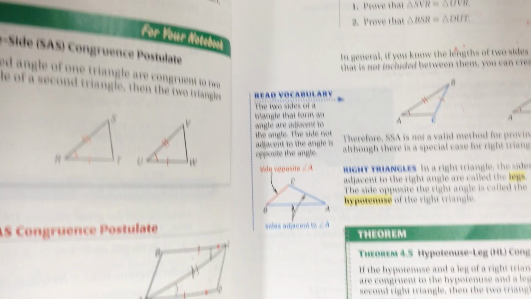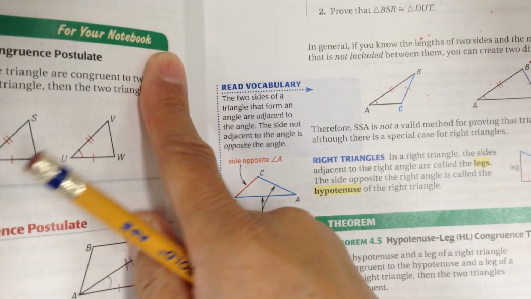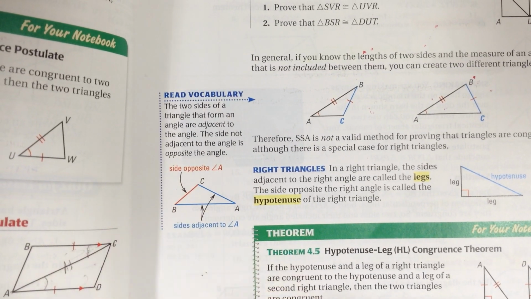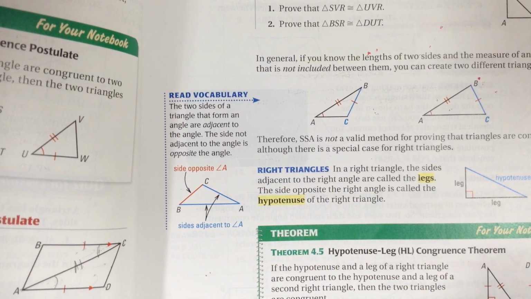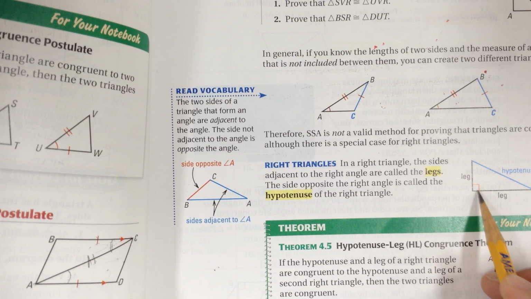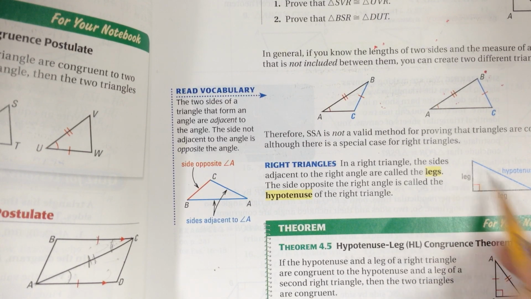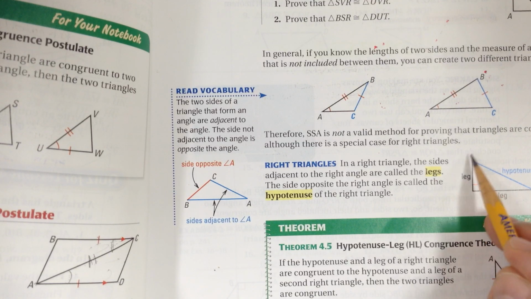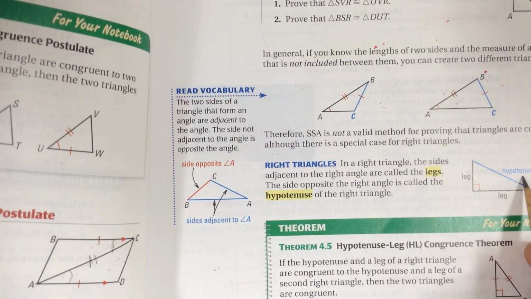Now we've dealt with any kind of triangle. But when you have a right triangle, here's a right triangle, and here's the right angle over here. The slanted, longer side is called the hypotenuse. The other two, the perpendicular sides, are called legs. So a right triangle has two legs and a hypotenuse.